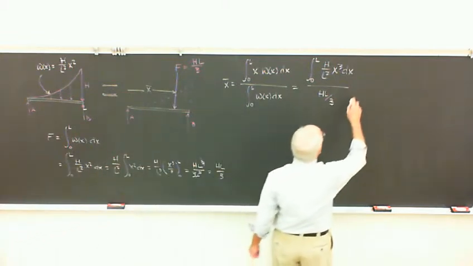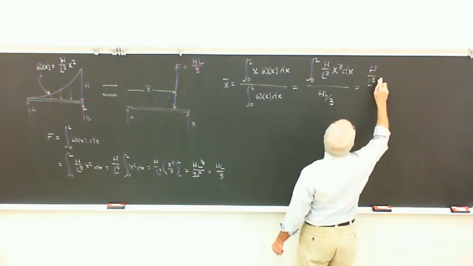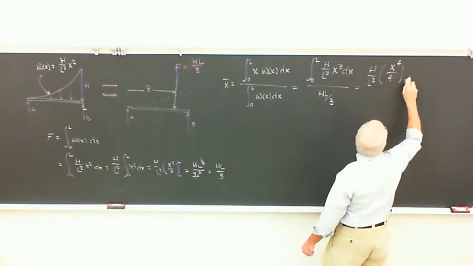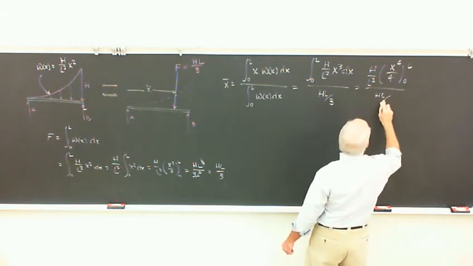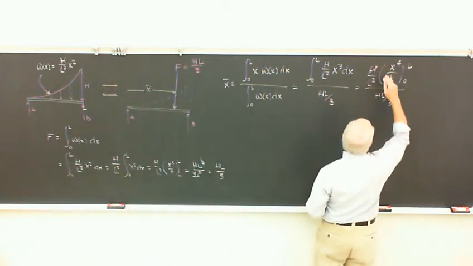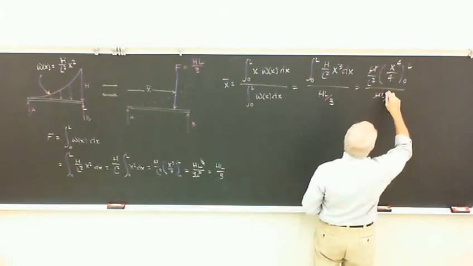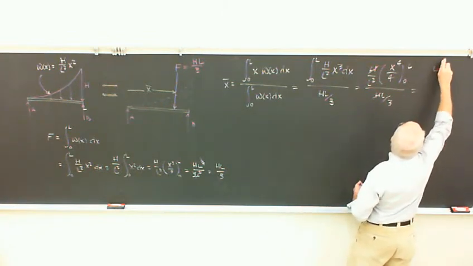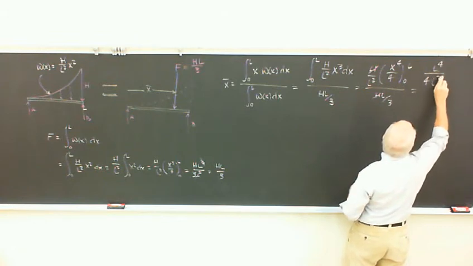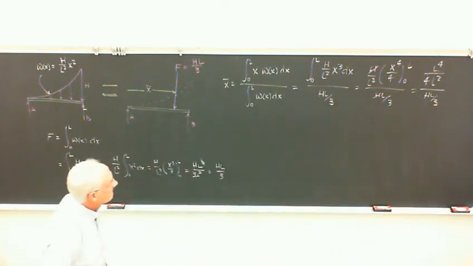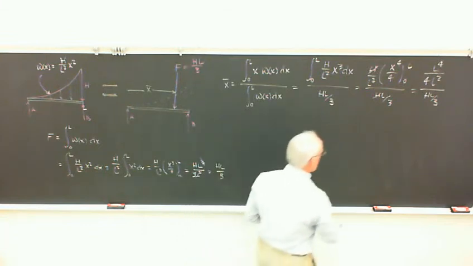Yeah. All right, constant comes out. Squared, integrating. Is that right? Doing the integral. That's a bunch of stuff cancels. Those don't cancel. So we get L to the fourth over 4L squared over HL over 3. Is that right? No, we lost that bottom H.